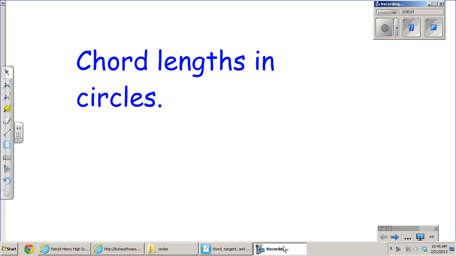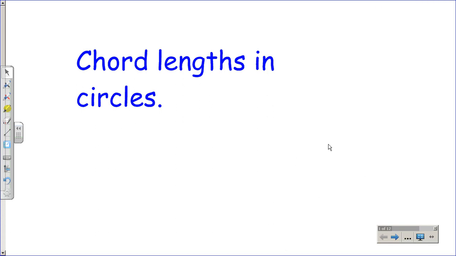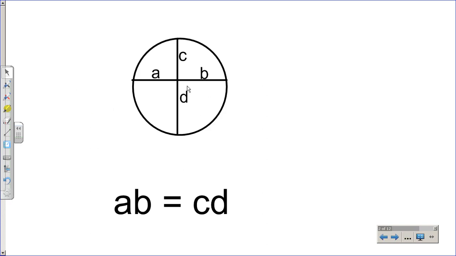Okay, here's a video on chord lengths inside of circles. The chords might be in the circles or out of the circles, but we're talking about chord lengths. Here's what you got to remember.